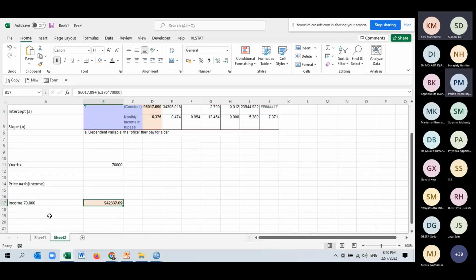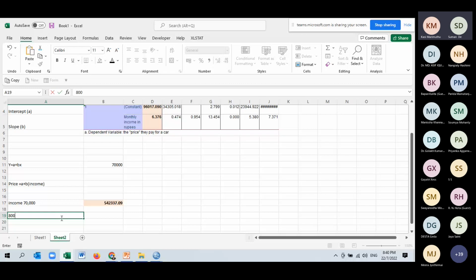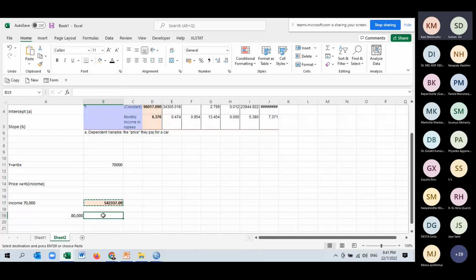Suppose someone has got 80,000 income. How much can he go? So copy this, paste it here, and instead of 70, just change it to 80. So he can go up to 6,60,000. Is that okay? Yes, sir.